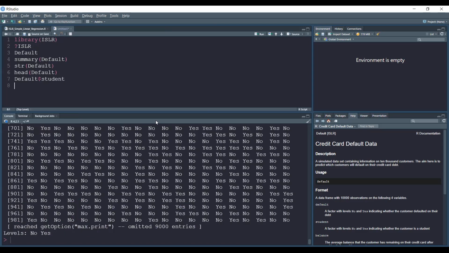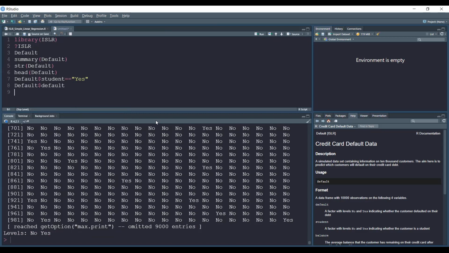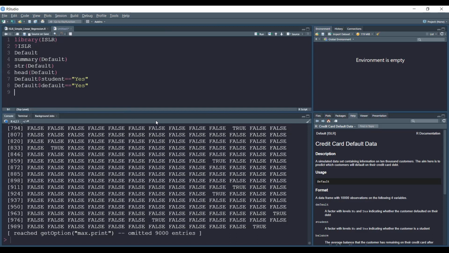What if you, so this is just one vector, and what if you say this? Okay, so that kind of is doing something, isn't it? It's telling you true, false, saying which ones are students. And what other data did we have? We had default. I know I'm not doing a good job of explaining this, but what I've done is, this is definitely a shorter way. I've taken just the student data, yes student, no student, and said yes.